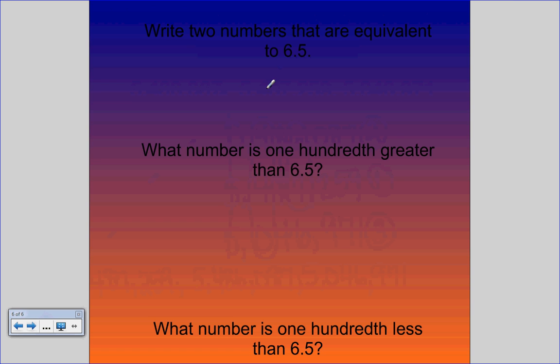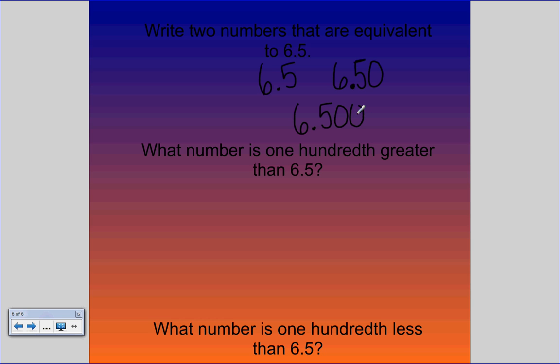Alright, your last slide for your review. Here we go. Write two numbers that are equivalent to 6 and 5/10. This is going back to the theory that you can put your zeros in as place value holders. Remember the zero. So I can write this as 6 and 5/10, or I can write it as 6 and 50 hundredths, or I can add 2 zeros for my place value holders and write it as 6 and 500 thousandths.